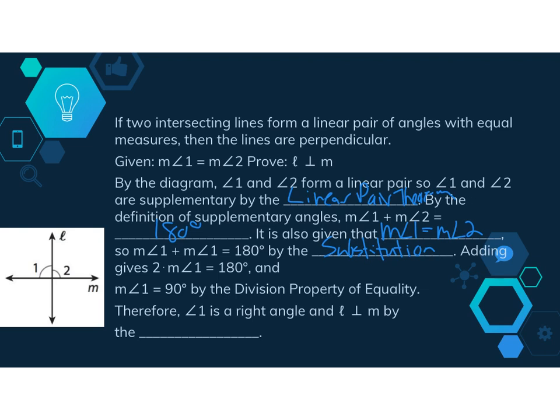Adding gives 2 times measure of angle 1 equals 180. And measure of angle 1 equals 90 by division property. So all we did is we took that 2 and divided by 2. That gives measure of angle 1 equals 90. Therefore, angle 1 is a right angle, and L and M are perpendicular by definition of perpendicular lines. Because definition of perpendicular lines means 2 lines that intersect giving you a right angle. We just proved it had a right angle, so therefore L and M are perpendicular.